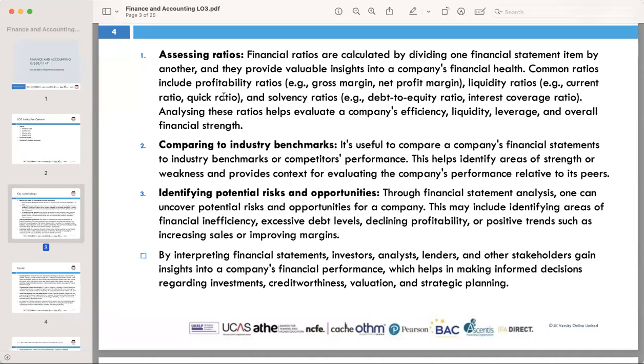These ratios are calculated by dividing one financial statement item by another, such as gross margin or net profit margin. They provide valuable insight into a company's profitability, liquidity, and solvency.